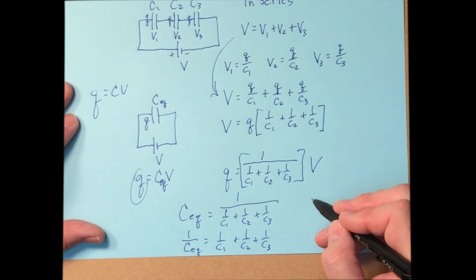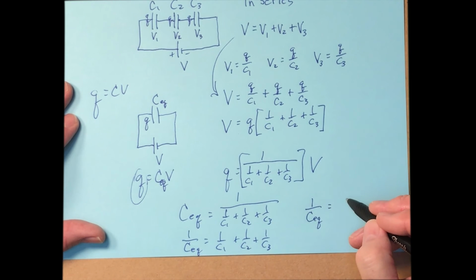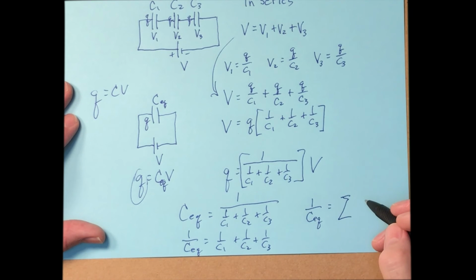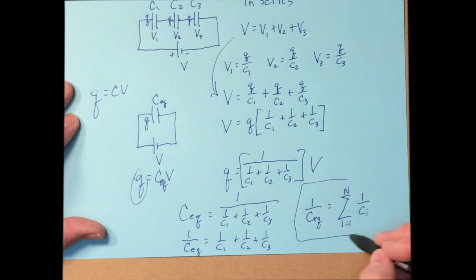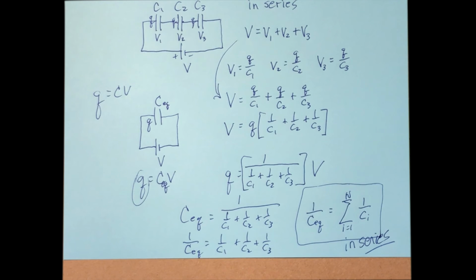In general then, 1 over C equivalent is equal to the sum of all of the individual 1 over C i, from i equals 1 to however many capacitors there are. And this is for capacitors in series. All right, so that would be how you combine capacitors in series, which is different than how you combine capacitors that are in parallel. Now let's work a problem so that you can see how all of this is put together into hopefully some coherent thoughts.